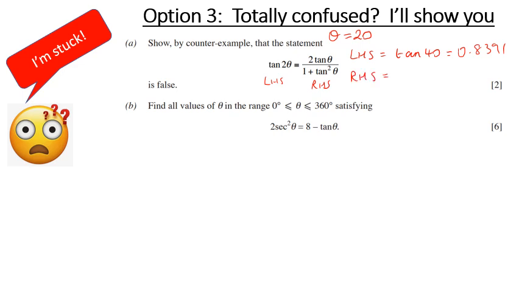For the right hand side, I could do 2 tan of 40 over 1 plus tan of 40 squared. So if I type that in on the calculator, 2 tan of 40 over 1 plus, open brackets, tan of 40, close brackets, squared, and it turns out to be 0.9848. So the left hand side does not equal the right hand side. So I've found an example that shows that this statement is not true. So that's part A done. I'm going to go on to a new slide now for part B.